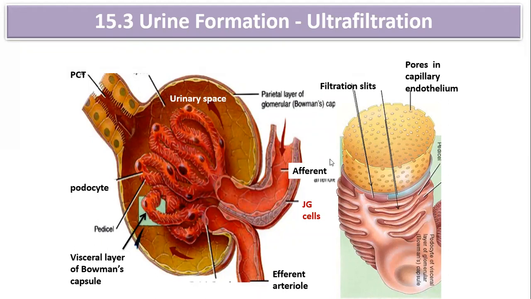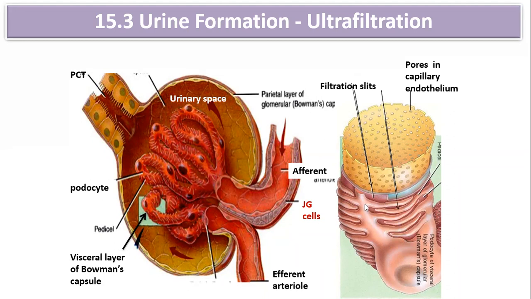Now, these capillaries are in contact with the visceral layer of the Bowman's capsule. I hope you remember that the visceral layer is lined by specialized cells called podocytes. Can you see this podocyte? This podocyte has finger-like projections. Can you see these finger-like projections? This is a modified squamous epithelium having finger-like projections, and these are called podocytes.